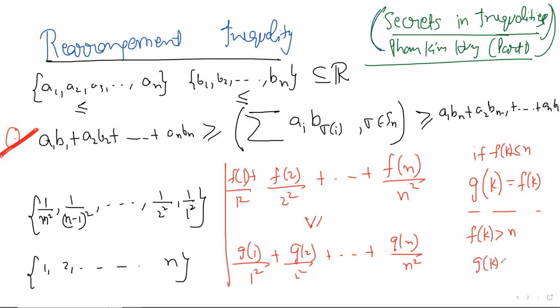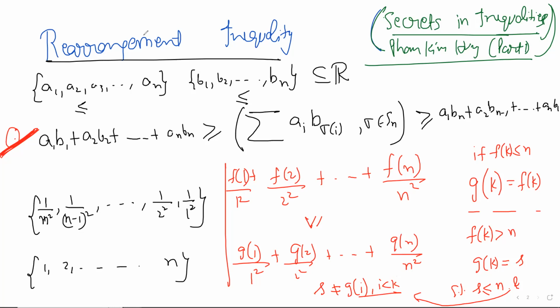then g_k is equal to the smallest number, so it's just some s such that s is less than or equal to n, and s is not equal to g_i for i less than k. So whatever things from 1 up to k minus 1 were used, you don't use them, and you use the next thing.